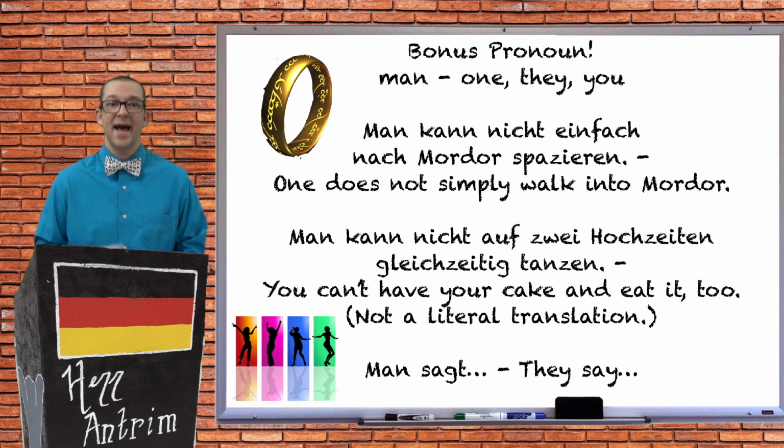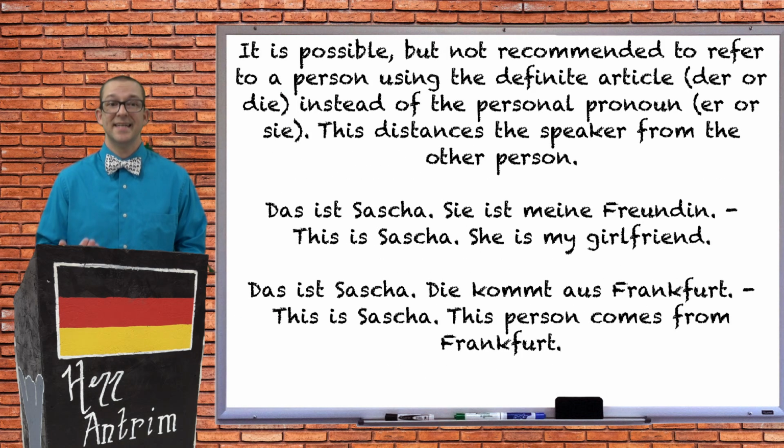The pronoun man acts like er or sie, but without the need to pay attention to biological gender. You can also address people with der or die instead of using er or sie. If you use the article der or die instead of using the respective pronouns er and sie, you are expressing a distance between you and the person to whom you are referring with that word. For example, das ist Sascha, sie ist meine Freundin. This is Sasha, she is my girlfriend. Versus, das ist Sascha, die kommt aus Frankfurt. This is Sasha, this person comes from Frankfurt.